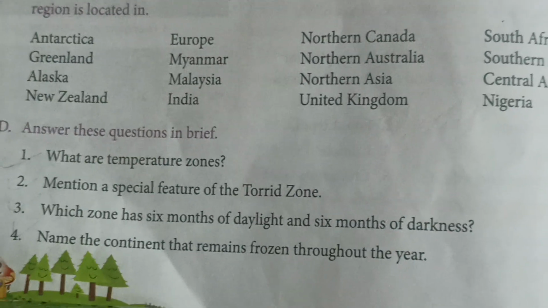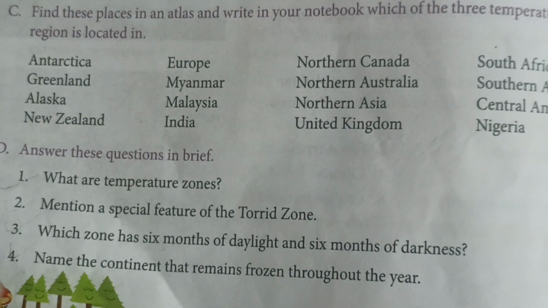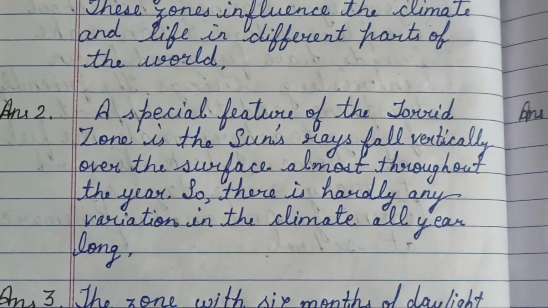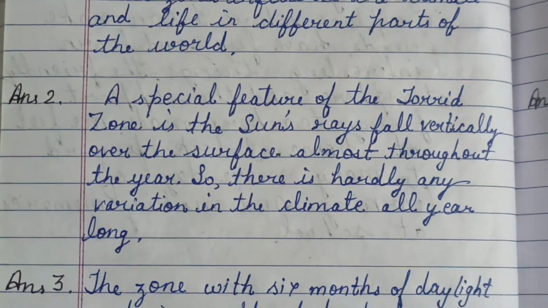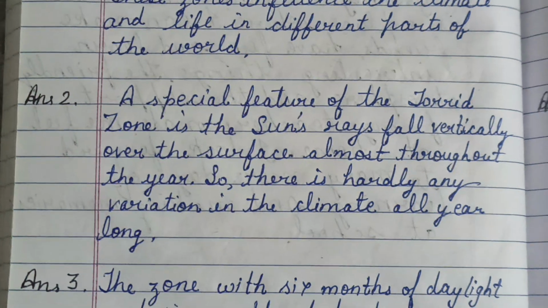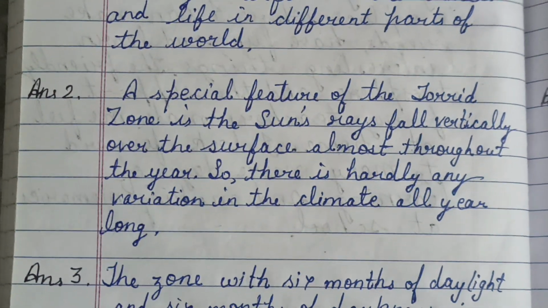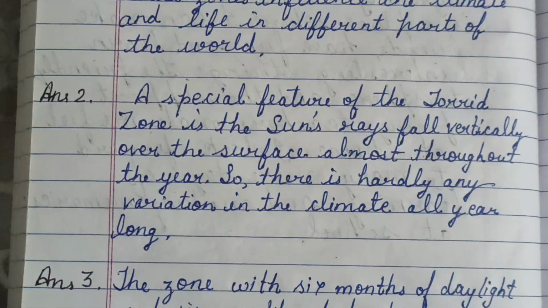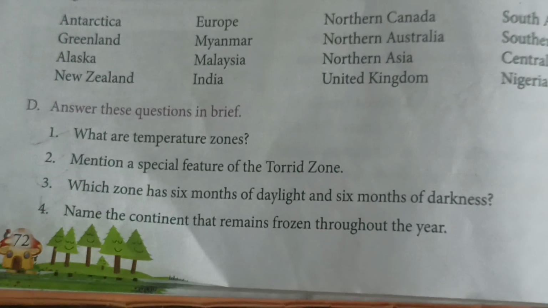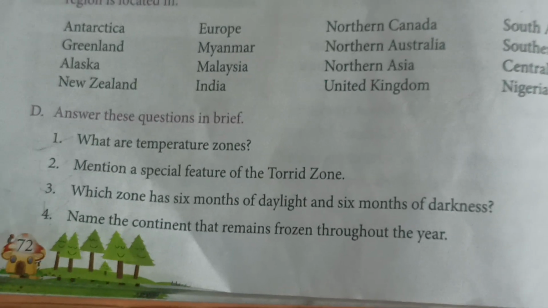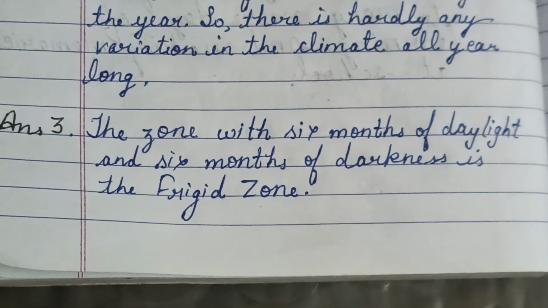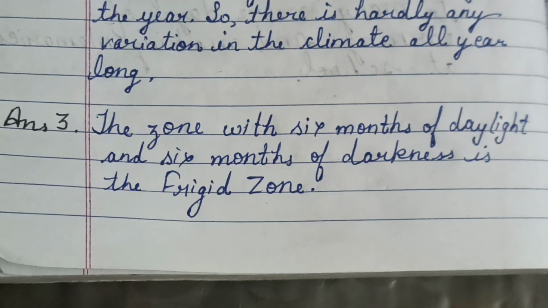Question number 2, mention a special feature of the torrid zone. Answer, a special feature of the torrid zone is the sun's rays fall vertically over the surface almost throughout the year. So there is hardly any variation in the climate all year long. Question number 3, which zone has 6 months of daylight and 6 months of darkness? Answer, the zone with 6 months of daylight and 6 months of darkness is the frigid zone.